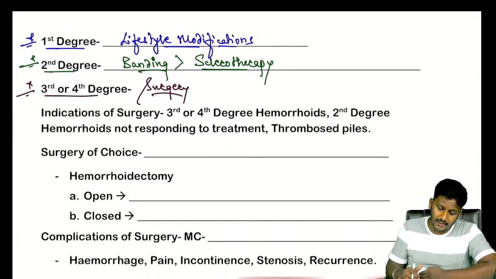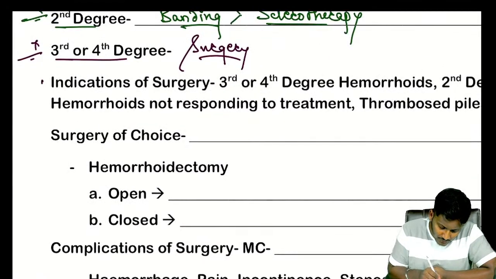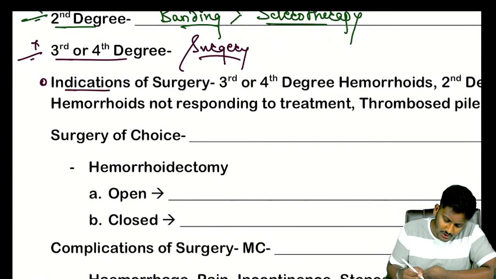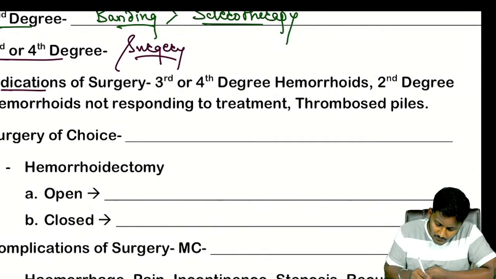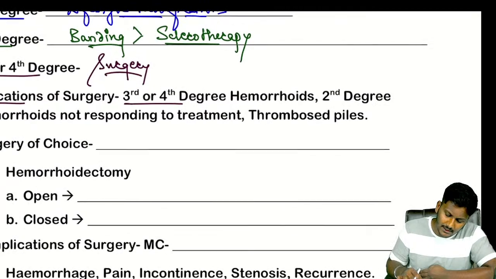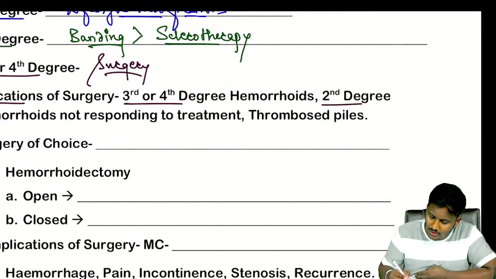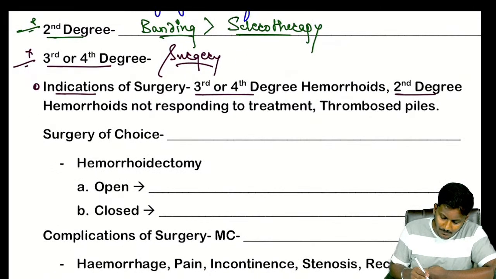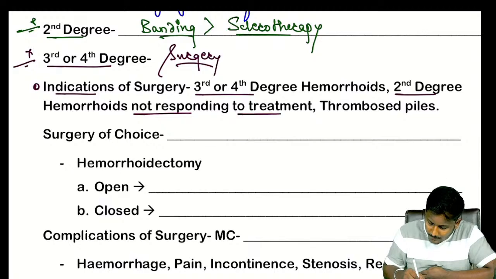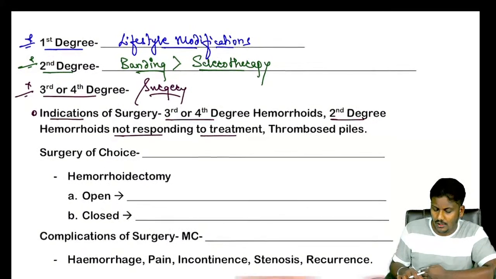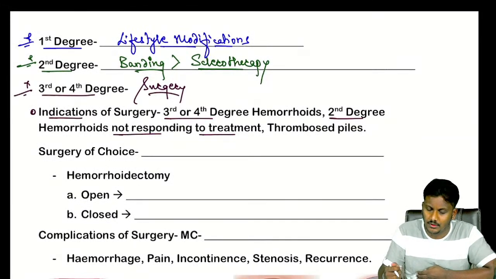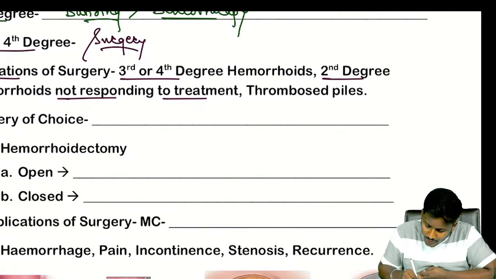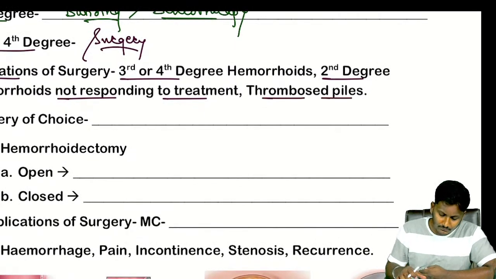Now, what are the indications of surgery? Let's see that. If they ask, beta, what are the indications of surgery in patients of hemorrhoids? First is if it is either a third or fourth degree hemorrhoid, or even if it is a second degree hemorrhoid, beta, but that patient is not responding to the treatment. That means you have tried banding, you have tried sclerotherapy, but still the patient is not responding. So if the grade 2 hemorrhoids is not responding to treatment, in those patients also we can go for a surgery. And lastly, if it is thrombosed piles or thrombosed hemorrhoids, beta.